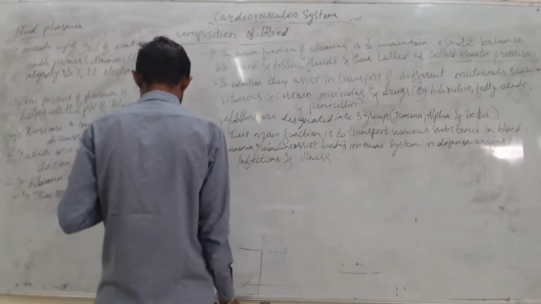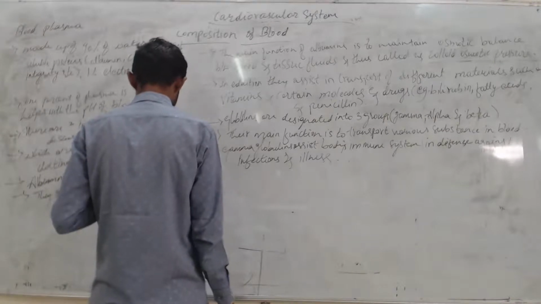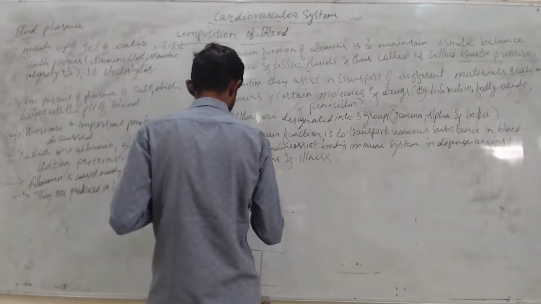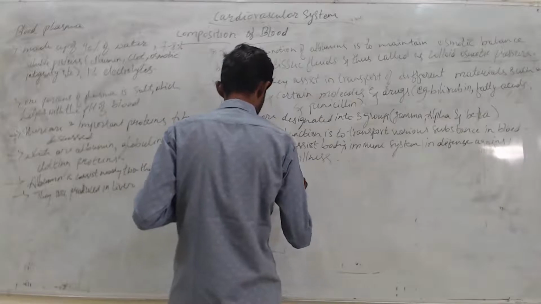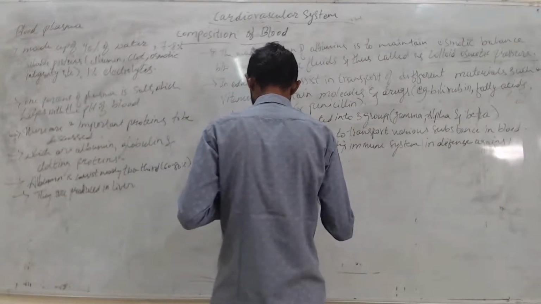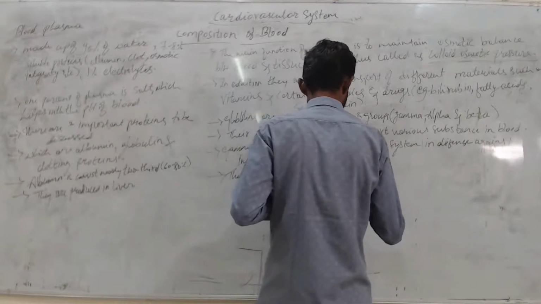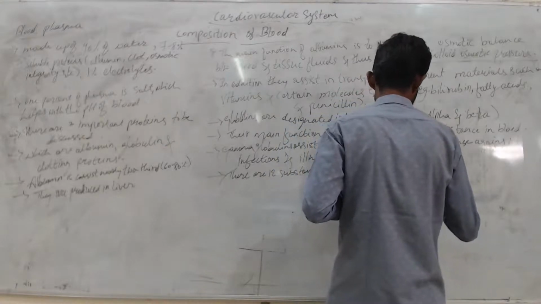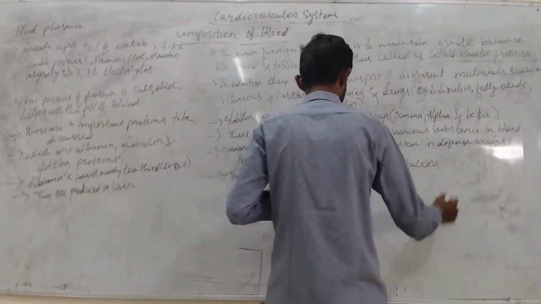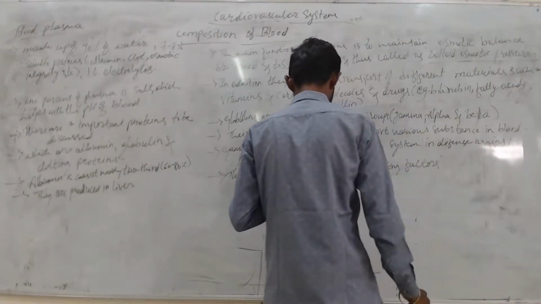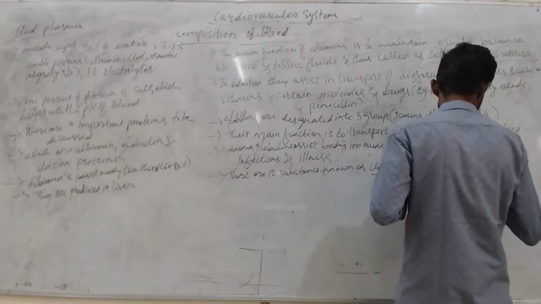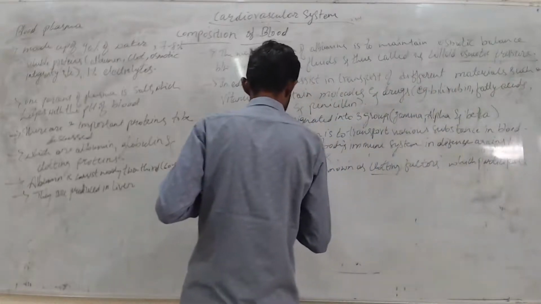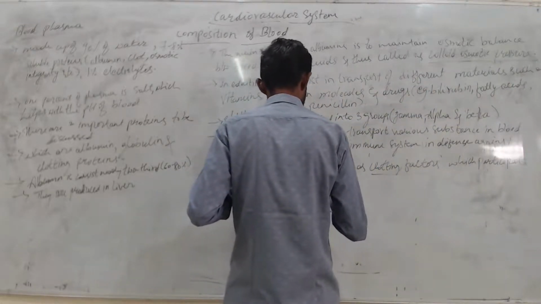Clotting proteins are mainly produced in the liver. There are at least 12 substances known as clotting factors, which participate in the clotting process.